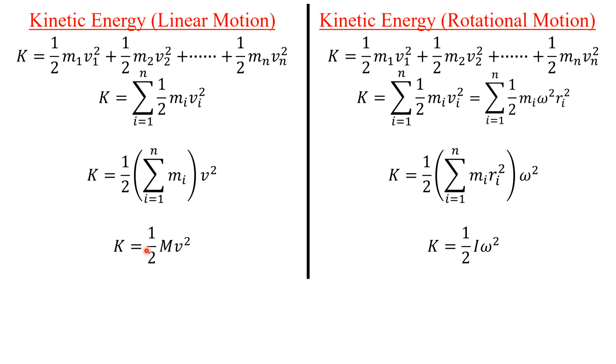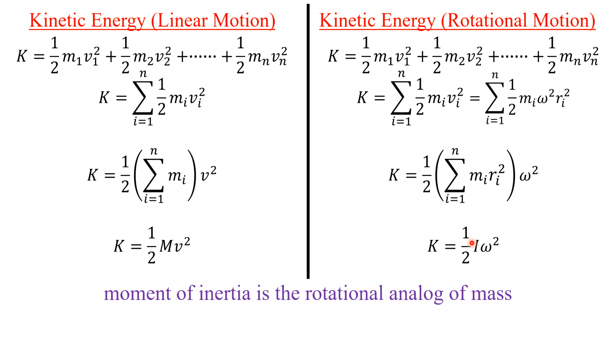Now you compare this. K is equal to 1/2 mv square is the kinetic energy for linear motion, and we got here K is equal to 1/2 I omega square, which is the kinetic energy for rotational motion. So you can see here this mass is nothing but this I in rotational motion. So moment of inertia, that is I, is the rotational analog of mass, and it is given by I is equal to summation mi ri square, which is equal to integration of r square dm, where dm is the mass of small particle.